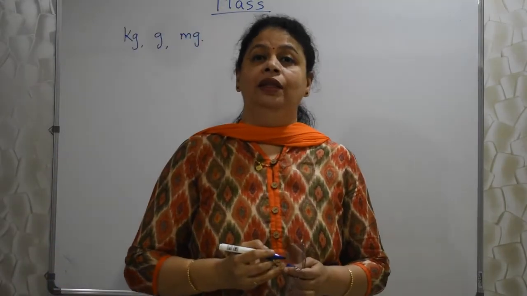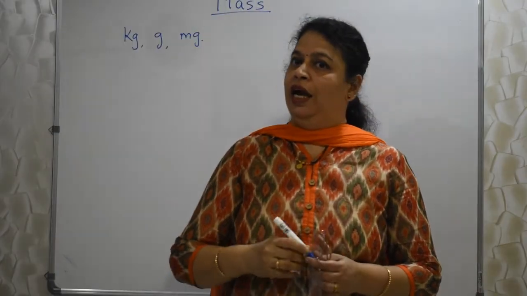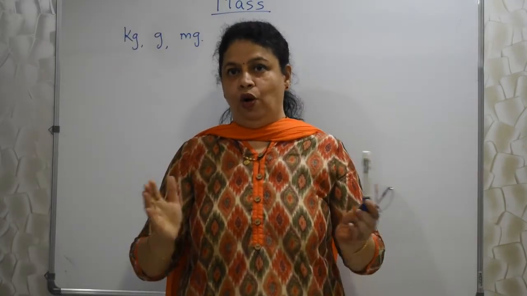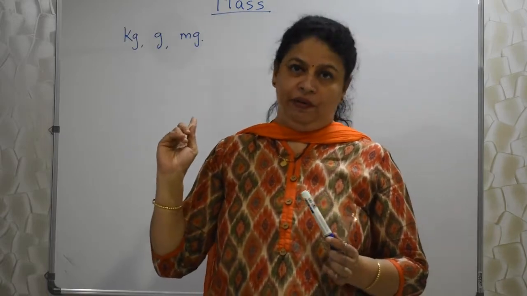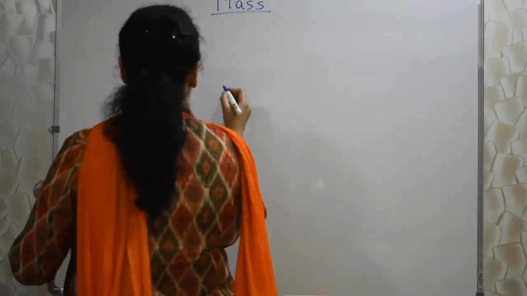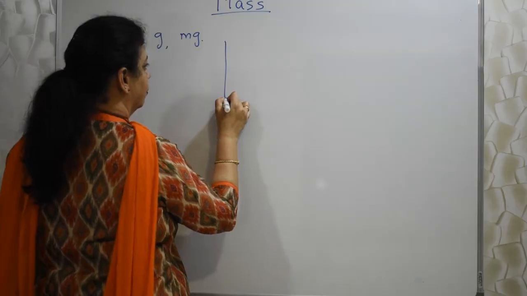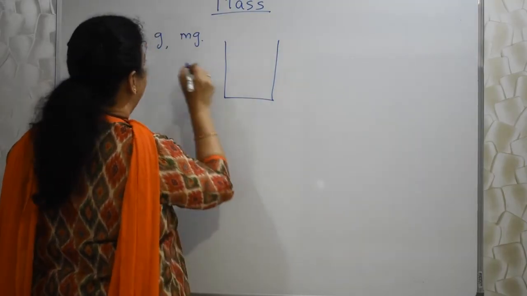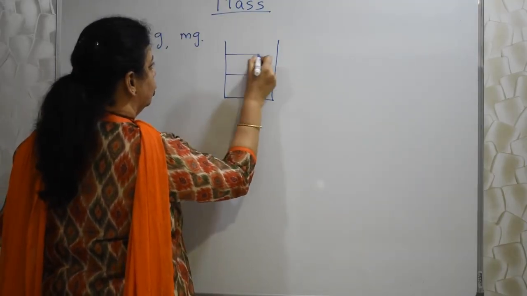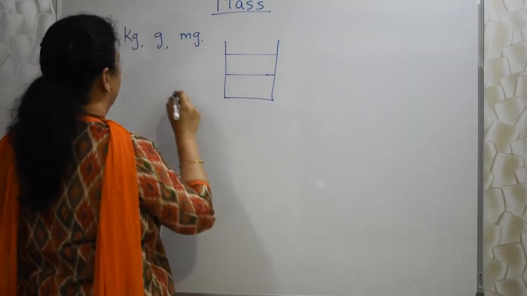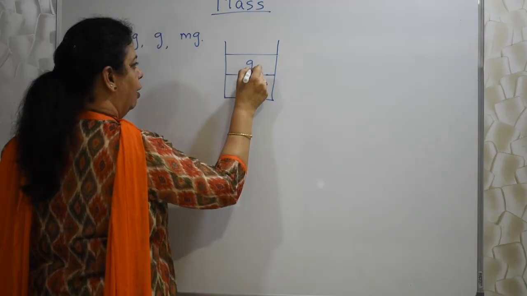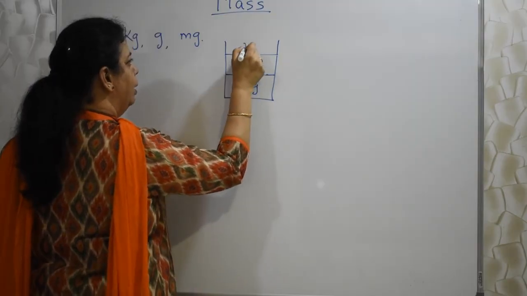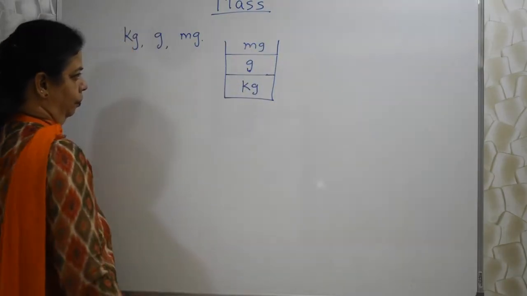In our length video, I had shown you one small box with all the measurements. In the same way I will be giving it here. So this is my box, which I will divide into these three: 1, 2 and this 3, top one. The biggest one will go down, kilogram. Gram will come here and milligram will come here.